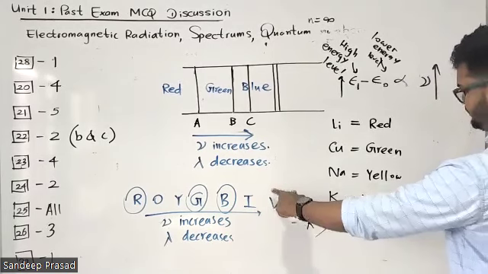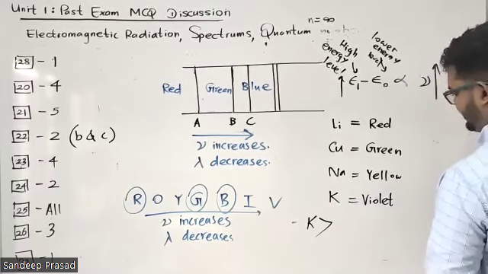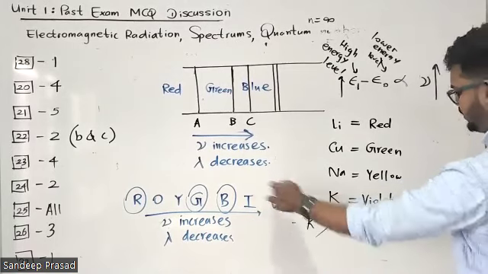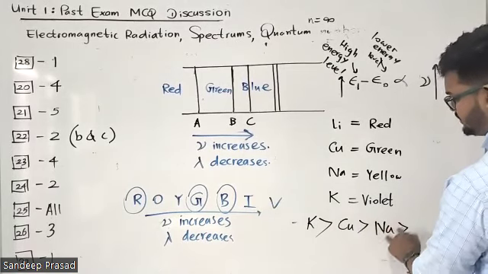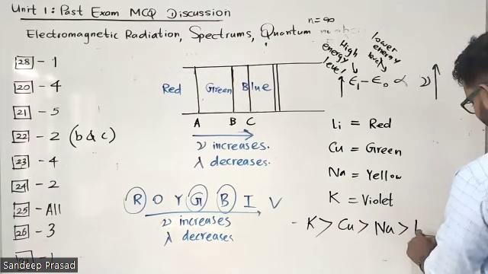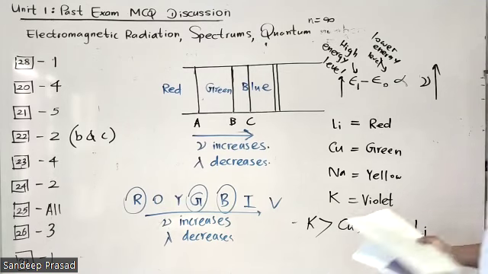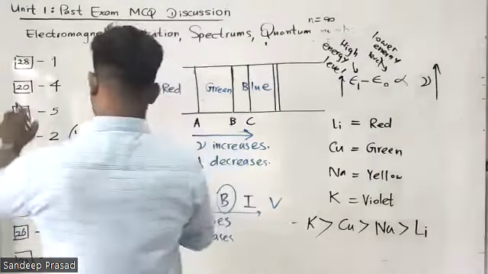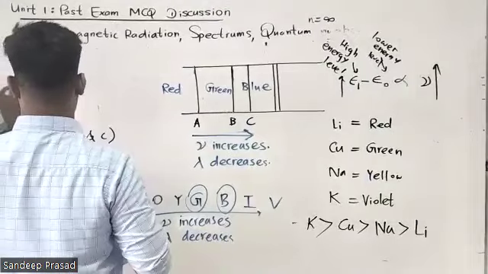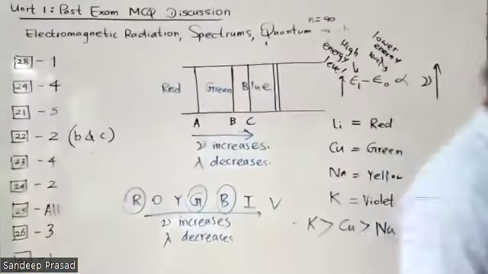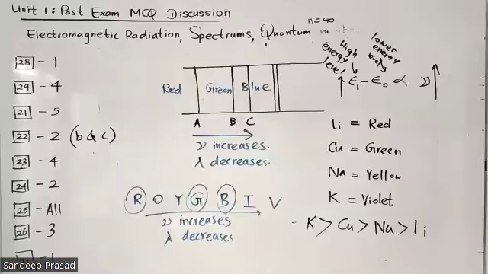Then we can say green color, because green color has the next one. Then yellow color, sodium. Then we have lithium. So this is the way that the correct variation is obtained. Potassium, copper, sodium, lithium is given in the fourth answer. Question number 29, answer is the fourth one. Right? See how they have given the applications of the emission spectrum.